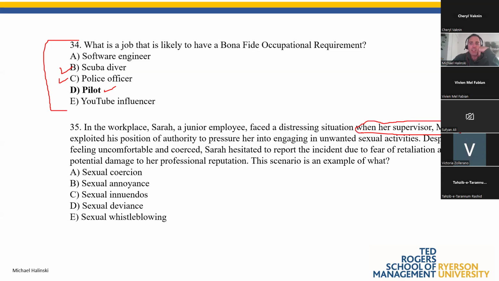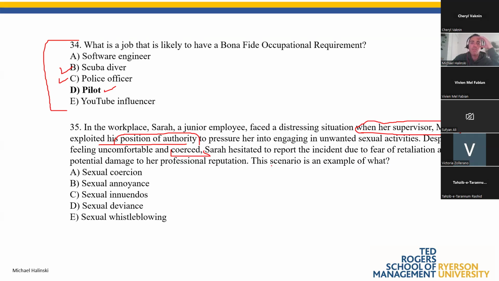In the workplace, Sarah, a junior employee, faced a distressing situation when her supervisor, note that it's a supervisor and not a colleague, exploited his position of authority to pressure her into engaging in unwanted sexual activities. I could have made this a little more subtle, but it's pretty obvious what's happening. Despite feeling uncomfortable and coerced, so I'm using important words here, Sarah hesitated to report the incident for fear of retaliation and potential damage to her professional reputation.